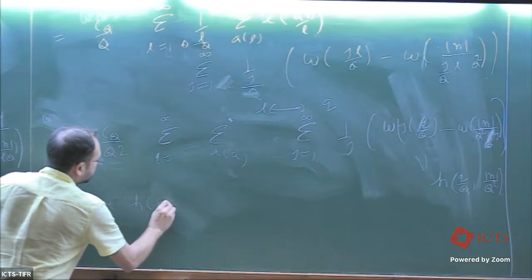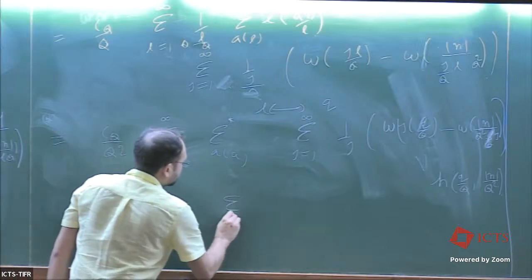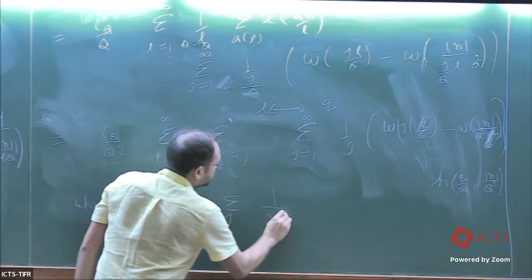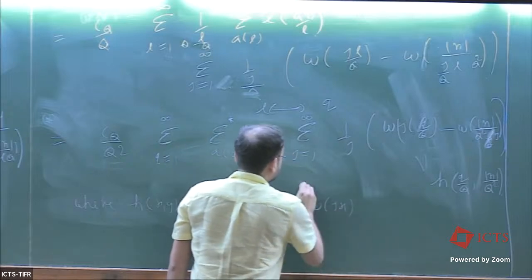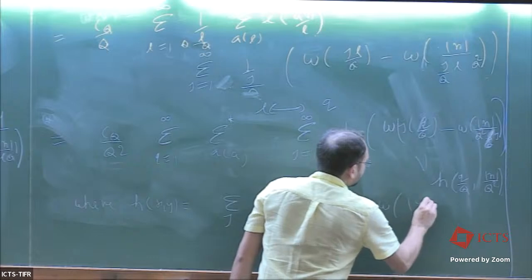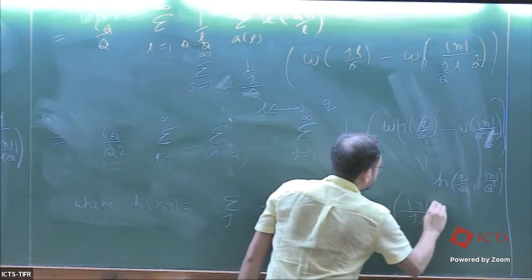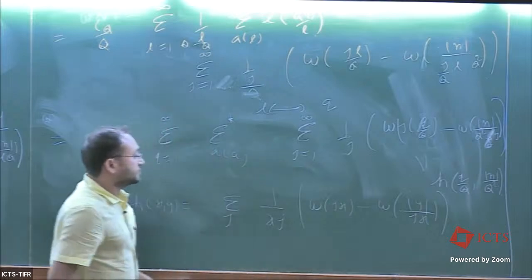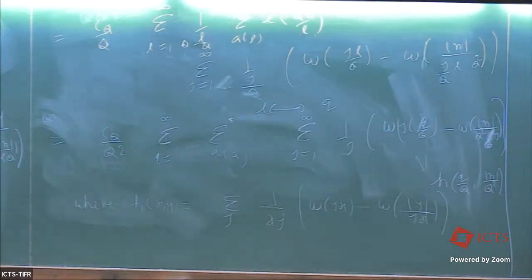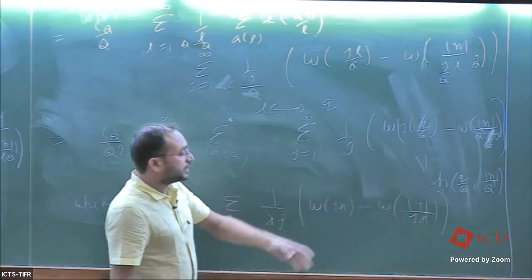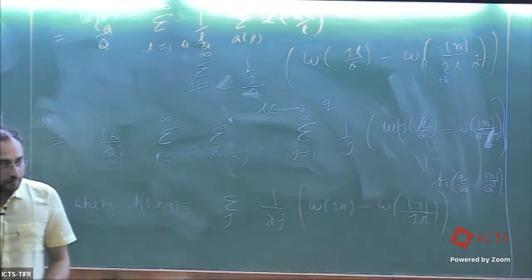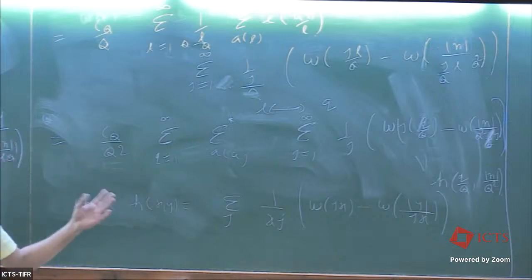H of XY is given by summation over J of 1 by XJ, W of JX minus W of mod Y by JX. Okay. So we have obtained an expression for delta symbols in these forms, where H of XY will be some smooth function. We will prove that H of XY is bounded by 1 by X, and we will prove some property for H of XY. Okay, any questions so far?